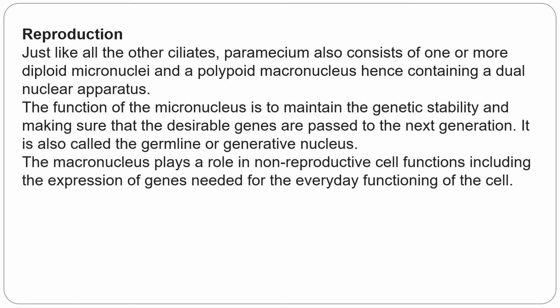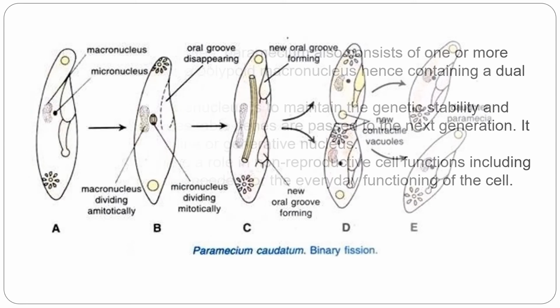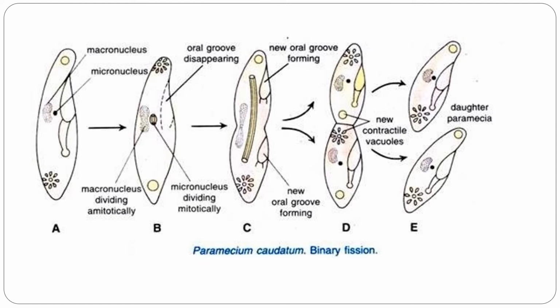The macronucleus plays a role in non-reproductive cell functions, including the expression of genes needed for the everyday functioning of the cell. Here you see in this figure Paramecium caudatum binary fission, how it occurs. This is the macronucleus and the micronucleus, these two nuclei shown here.